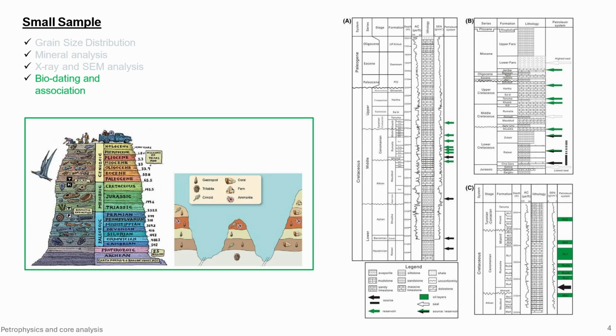Here, biostratigraphic information can support age and depositional environment interpretation. So while these samples may be small physically, the information they provide can be highly specialized and very important.